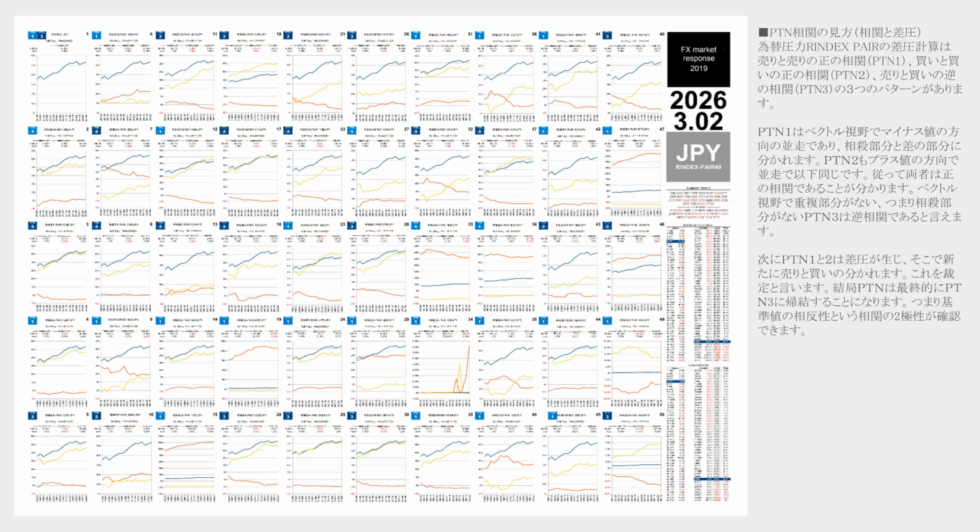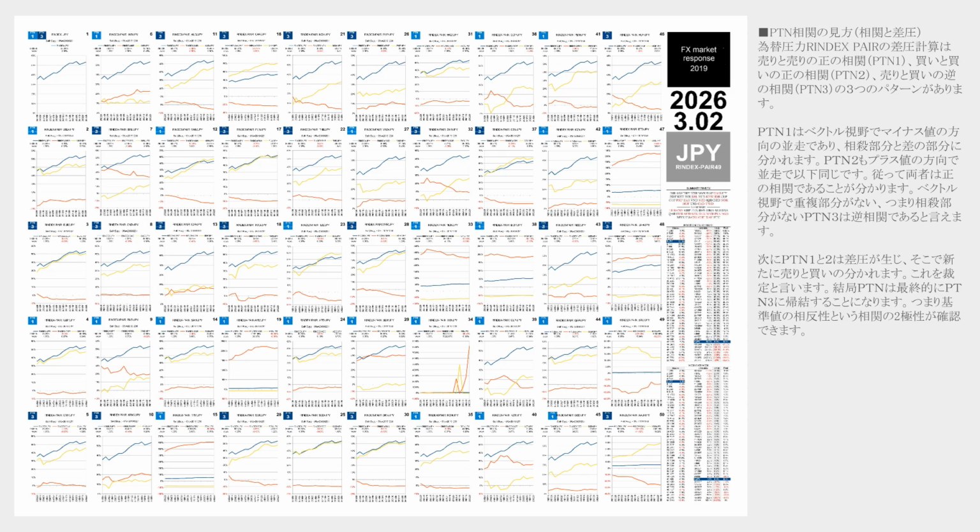PTN1 runs parallel in the negative direction in the vector view and is divided into an offsetting portion and a differential portion. PTN2 runs parallel in the positive direction, and the same applies below. Therefore, the two are positively correlated. PTN3, which has no overlap in the vector view, i.e., no offsetting portion, can be said to be inversely correlated.